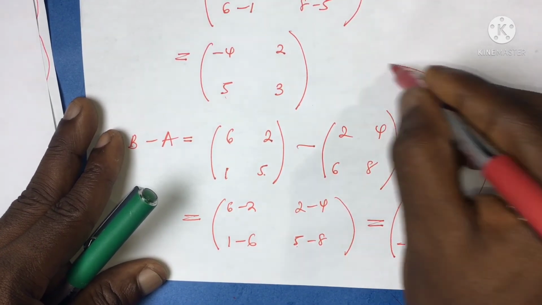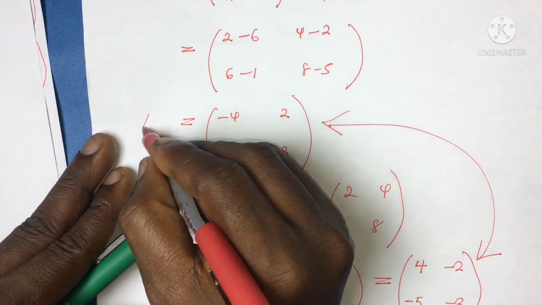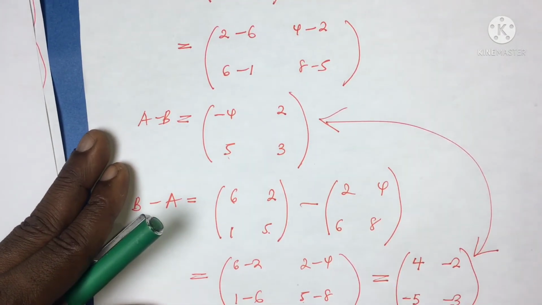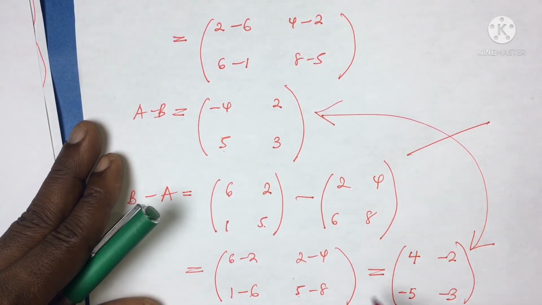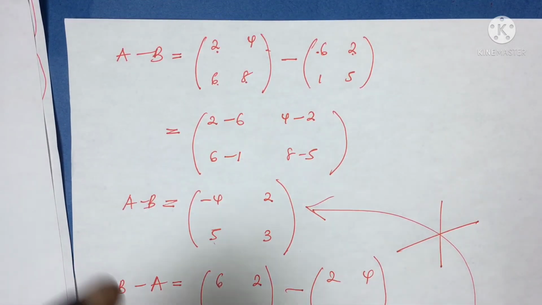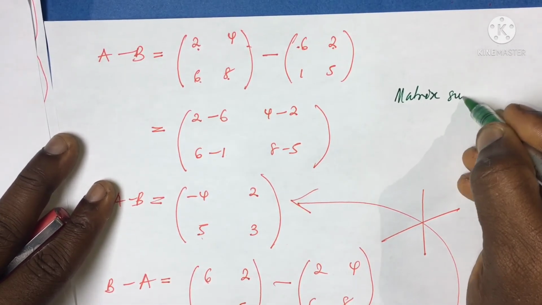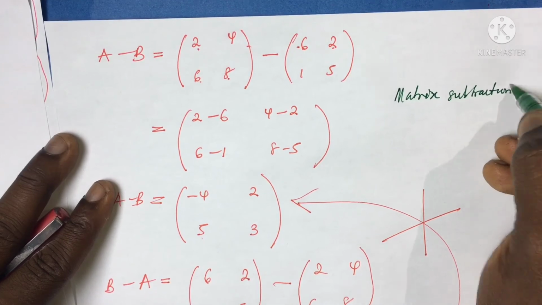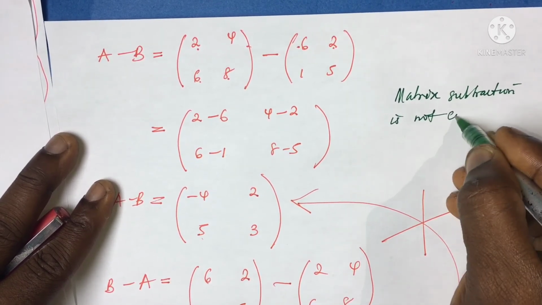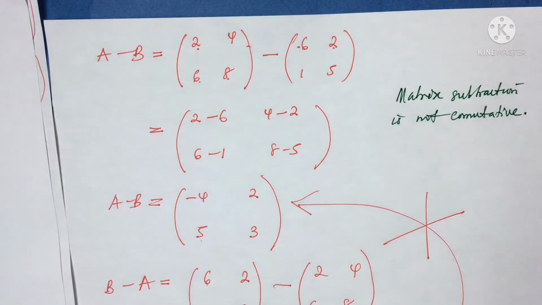Now note that these two results, the result we obtain for A minus B is not equal to the result we have obtained for B minus A. And what does that mean? It means that matrix subtraction is not commutative. Matrix subtraction is not commutative. So whereas matrix addition is commutative, matrix subtraction is not commutative.